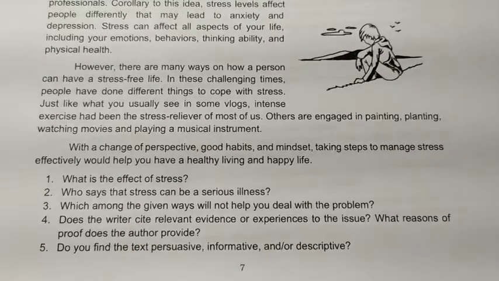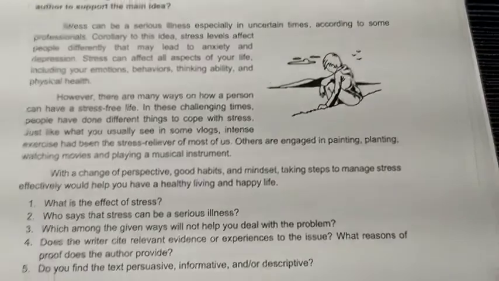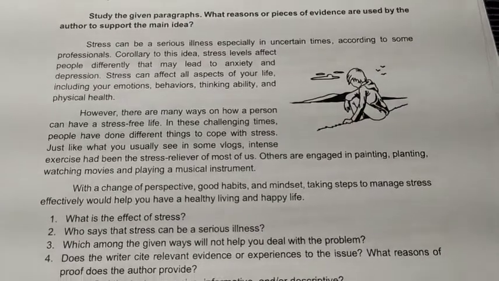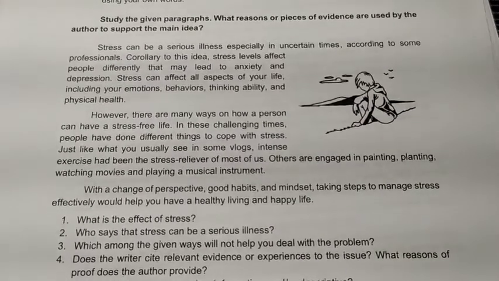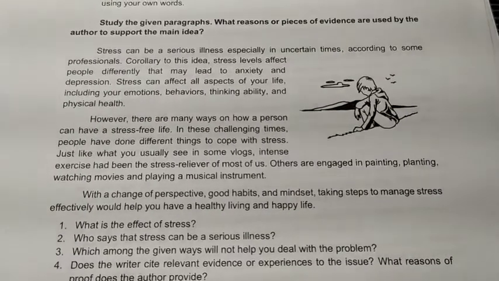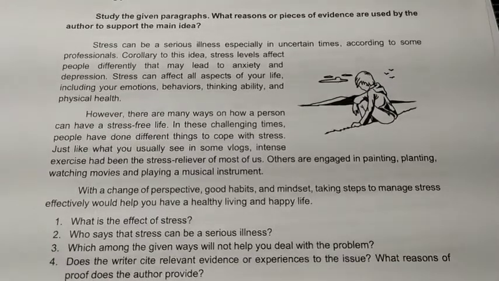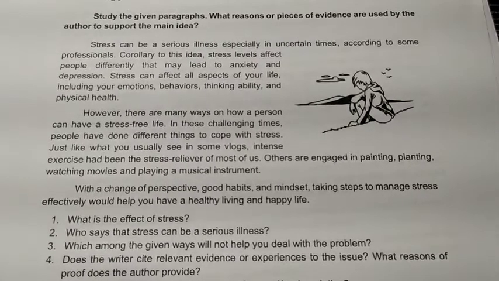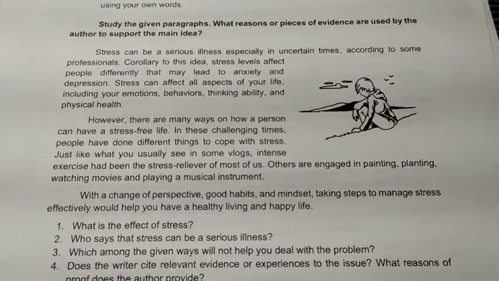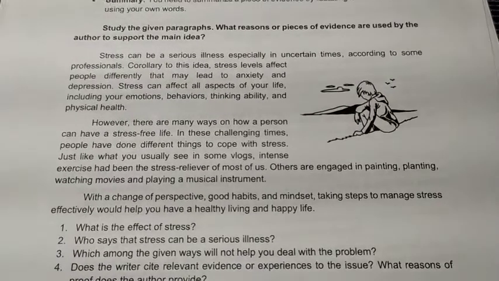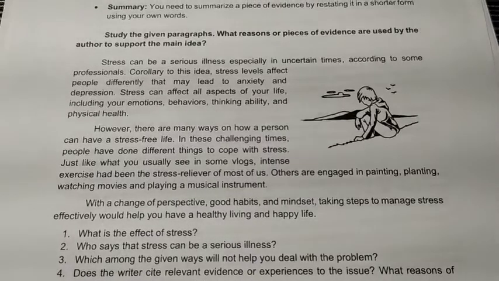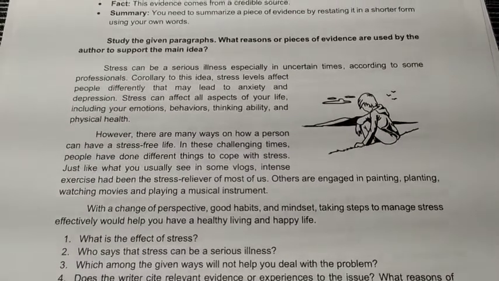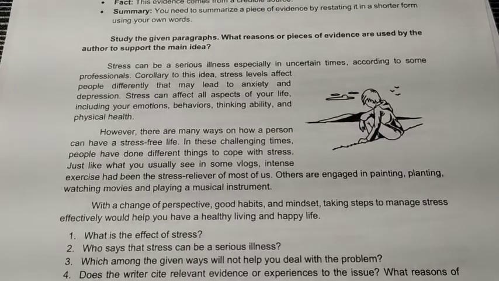Others are engaged in painting, planting, watching movies, and playing a musical instrument. So the supporting information here is all about how to fight stress. In the first paragraph, it explained the implications, the impact of stress. However, in the second paragraph, even though we have the word "however," meaning opposition, it is somehow related because it's all about stress also. The first paragraph is the implication, the impact, the effect. However, the second paragraph is all about how to fight stress.